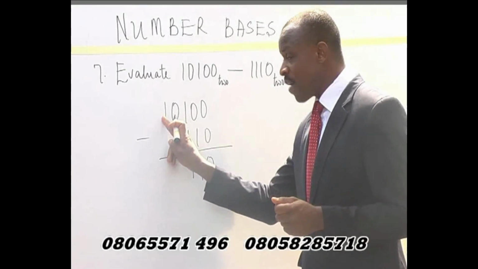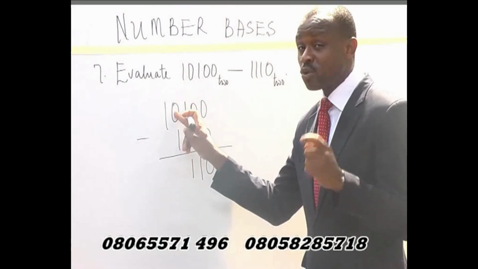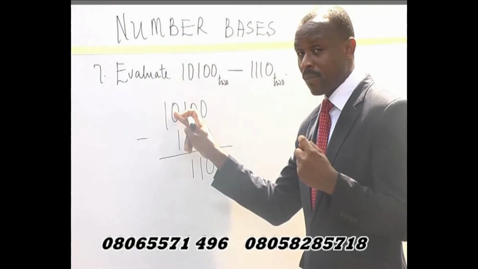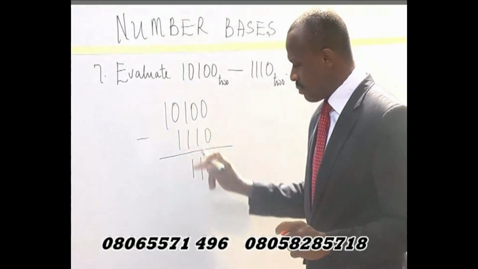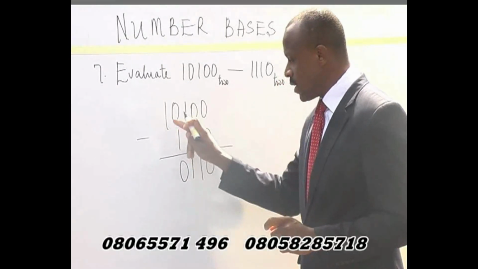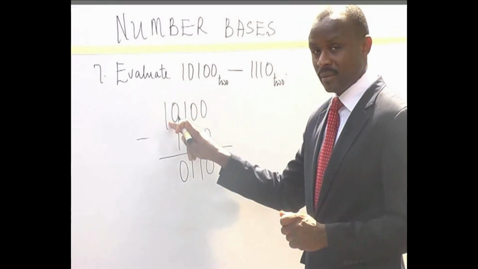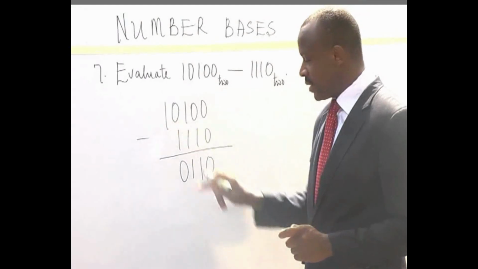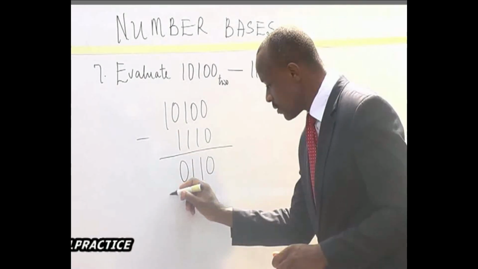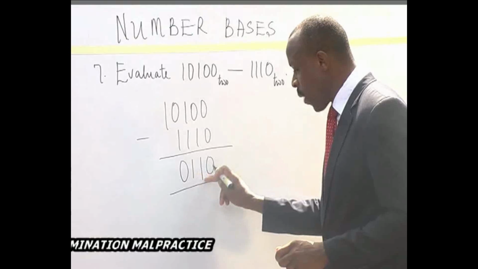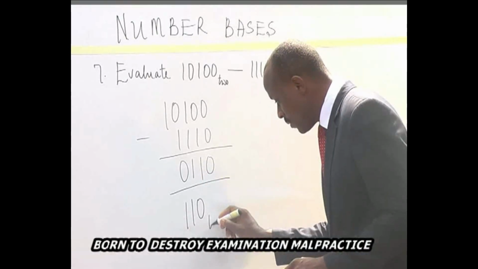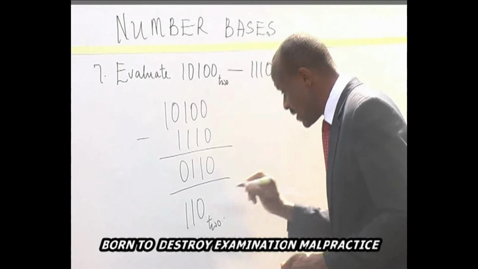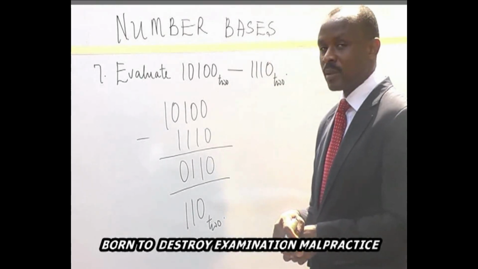Remember, you borrowed 1 from here and put here, and it became 2, and removed 1 again. Hope you understand. So you are left with 1 here. 1 minus 1 is 0. Nothing is left here because you have removed this 1. So your answer now becomes 0 1 1 0, which is the same thing as 1 1 0. The most important thing is write it in base 2.